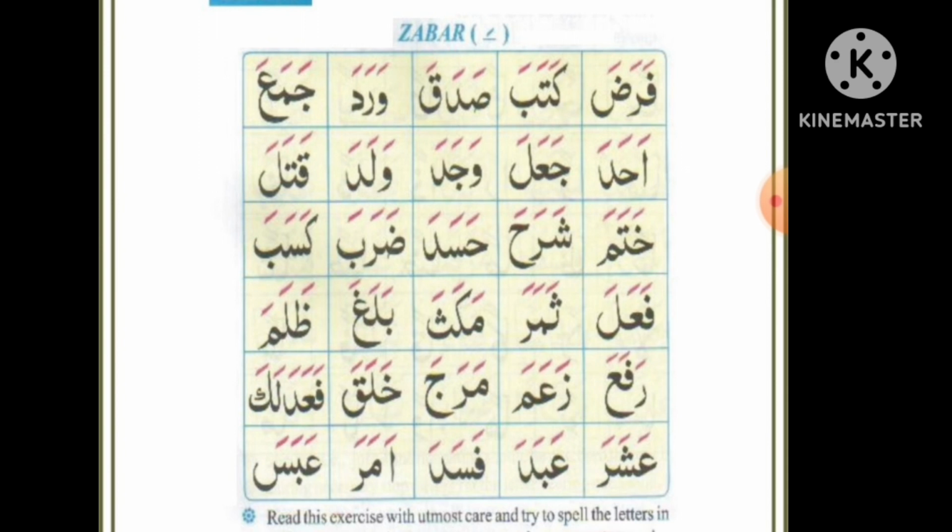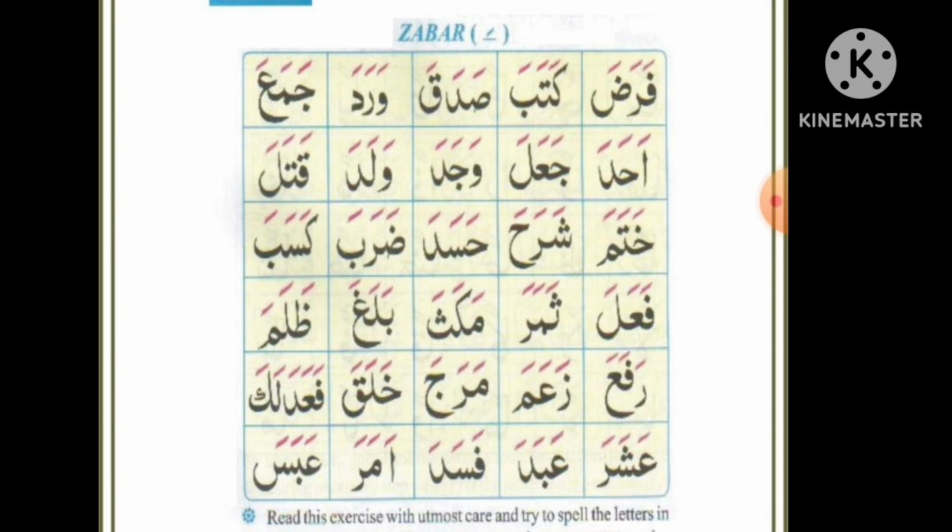fa'ala, samara, makasa, balagha, zalama, rafa'a, za'ama, maraja, khalaqa, fa'adalaka. Okay, see the hijjah, the pronunciation for this fa'adalaka. Fa zabar fa, ain zabar a, fa'a, dal zabar da, fa'ada, lam zabar la, fa'adala, kaf zabar ka, fa'adalaka.